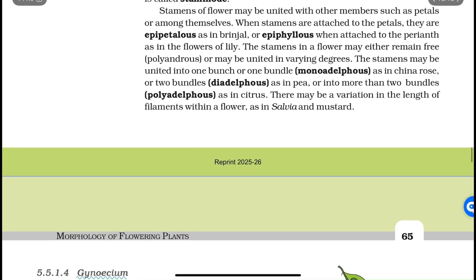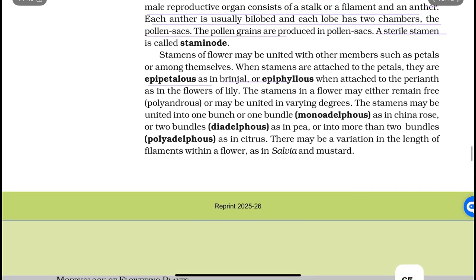Stamens of flowers may be united with other members such as petals or among themselves. When stamens are attached to the petals, they are epipetalous, as in brinjal, or epiphyllous when attached to the perianth, as in flowers of lily.